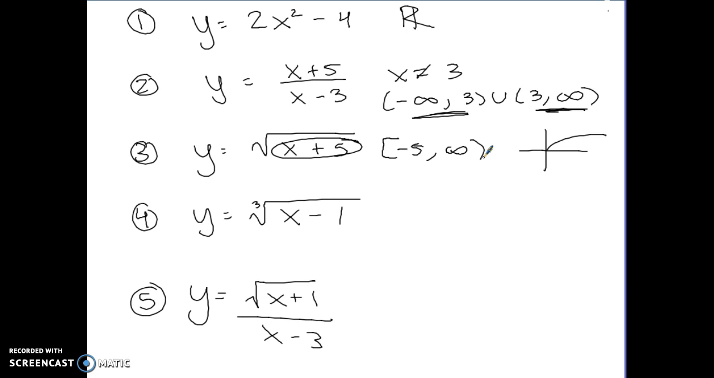What if it's like a fraction, but then the square root is on the bottom? Then that's when it's a parenthesis. Okay? So, and I think we've got one of those coming up.